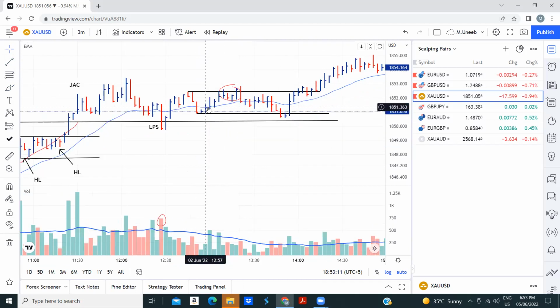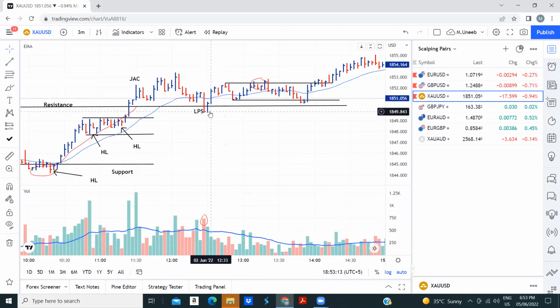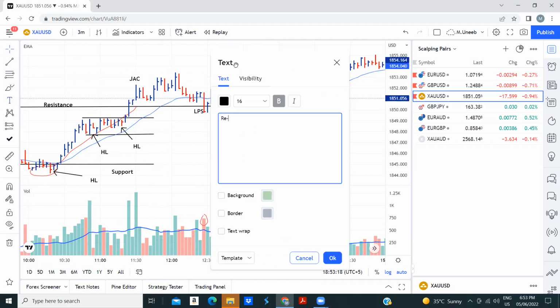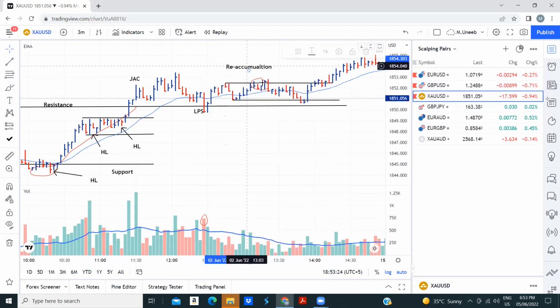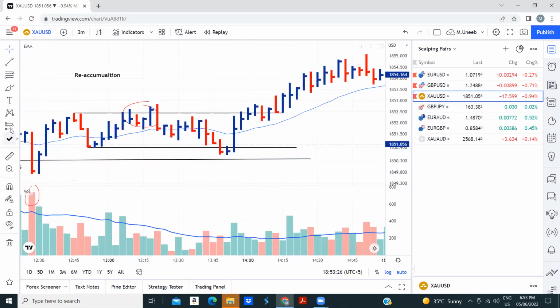But as we know, it is a jump across the creek and LPS. So this needs to be what? This is what? Reaccumulation. Got it? I'm not saying that you cannot take a short trade. You can take a short trade right over here. You can go short. You can sell.